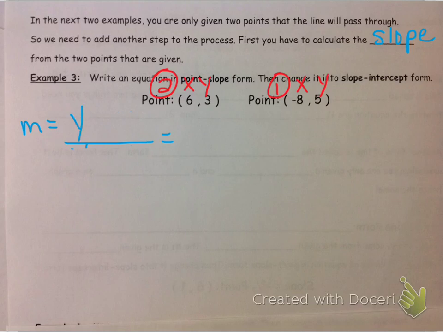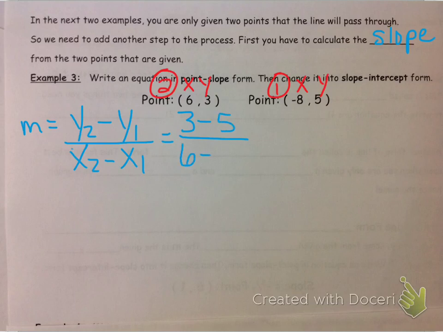So here's y, there we go. Rise over run. So let's go ahead and substitute now. 3 minus 5 over 6 minus negative 8. Okay, this subtraction sign comes from the formula, and this negative sign comes from here. We must have both of those. We cannot just pick one of them. You have to have both.